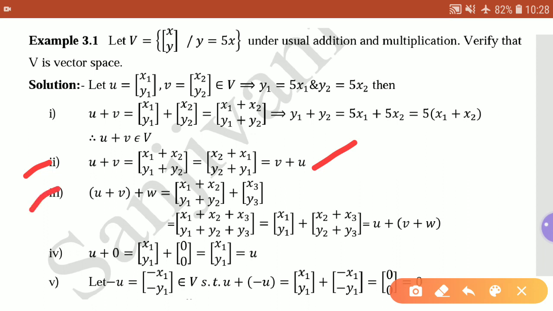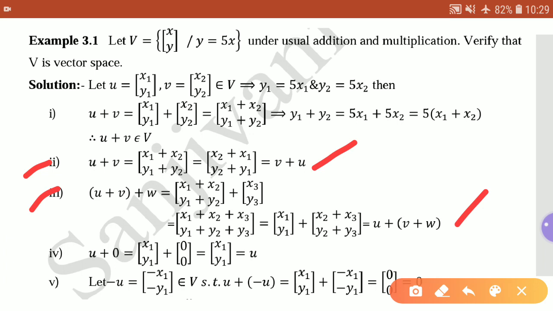Now third, whether addition is associative. Clearly you can see that as this is the addition of real numbers, this x and y are real numbers; they are matrices over the field of real numbers. So x1 and y1 are real numbers, and addition of real numbers is associative. Because of that, this set will satisfy the property of associativity of addition also. In this way you need to write it.